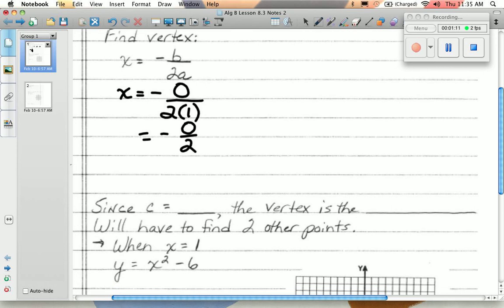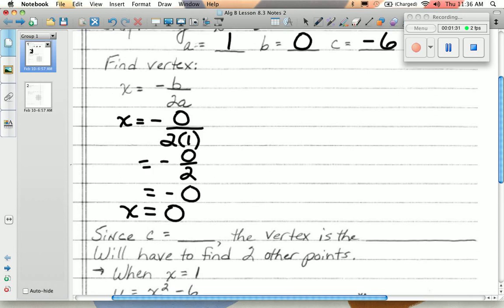Well, what's 0 divided by 2? 0. So we have negative 0, but we know we can't have a negative 0, so we can read it like this. What's the opposite of 0? 0. So we get an axis of symmetry of x equals 0.